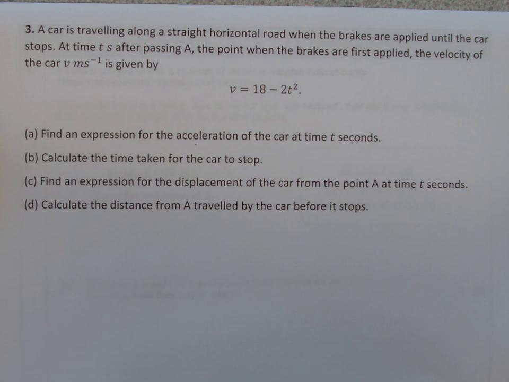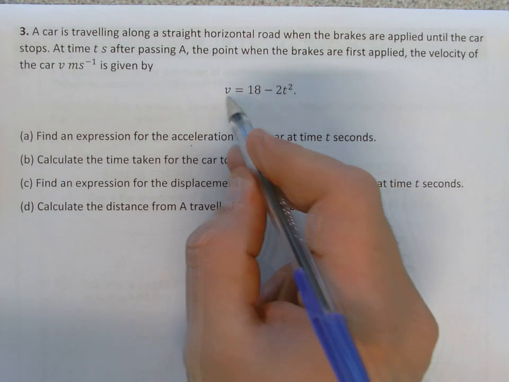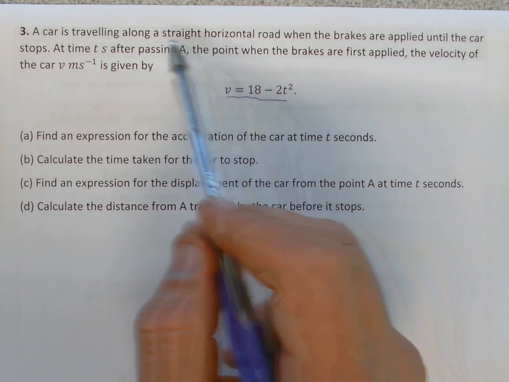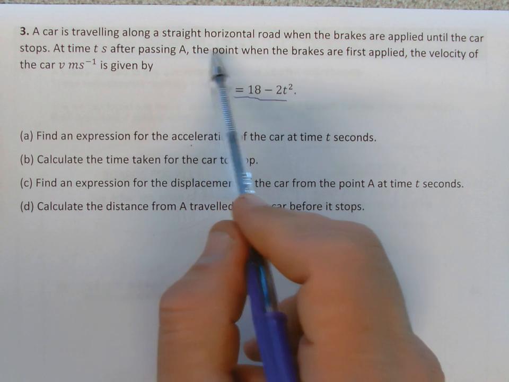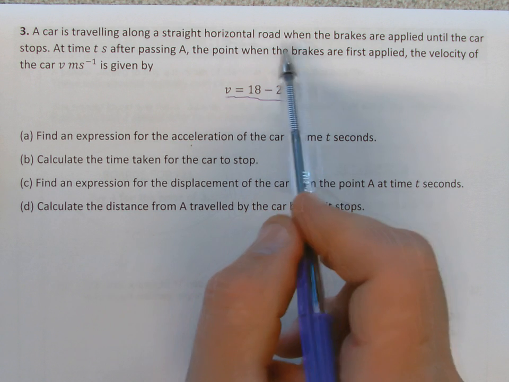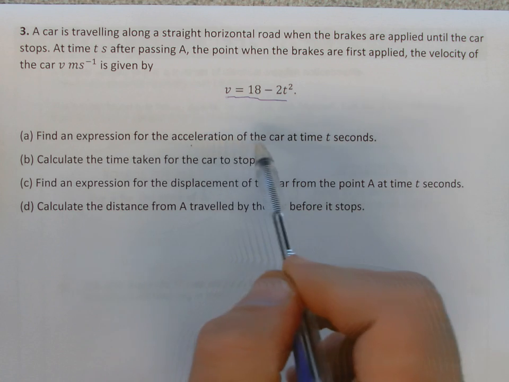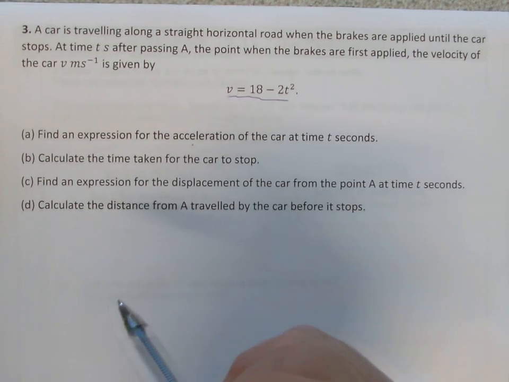Question 3. A car is travelling along a straight horizontal road. When the brakes are applied until the car stops at time t seconds after passing A, the point when the brakes are first applied, the velocity of the car is given by this. So this is the velocity of the car in terms of t after passing A, and of course the brakes are applied then. Find an expression for the acceleration of the car at time t seconds.